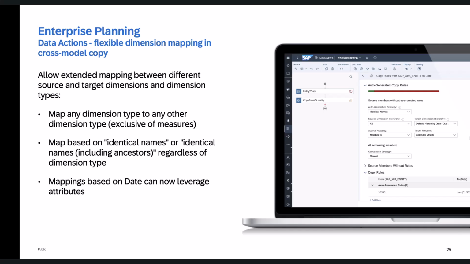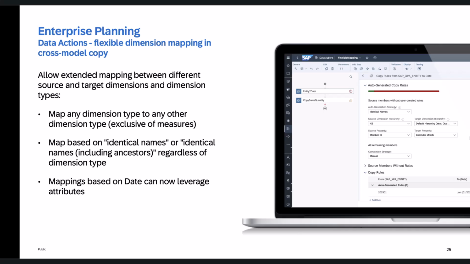If I want to map a date dimension to another generic dimension, I could do that. I additionally get the ability to map based on identical names or identical names including ancestors, regardless of the dimension type. And I can use attributes on date dimensions to make the mapping of those dimensions more flexible. And so this really gives you more options when you're using cross-model copy to address some of the scenarios that perhaps previously you would have had to use an advanced formula for.